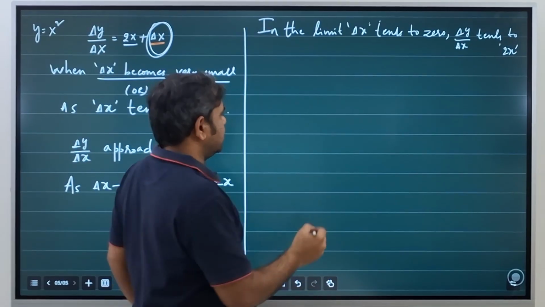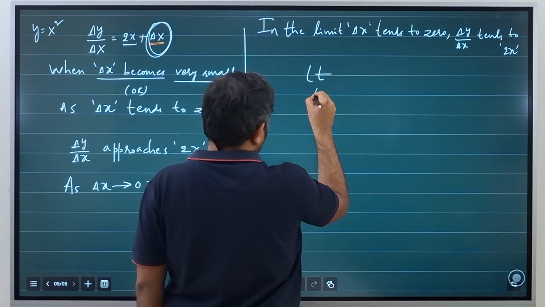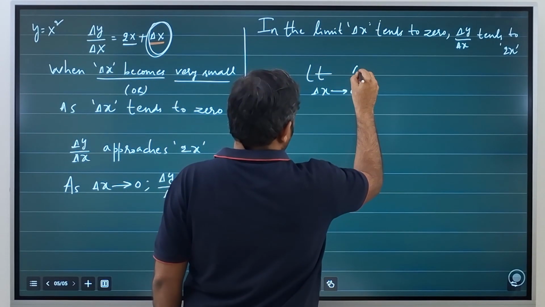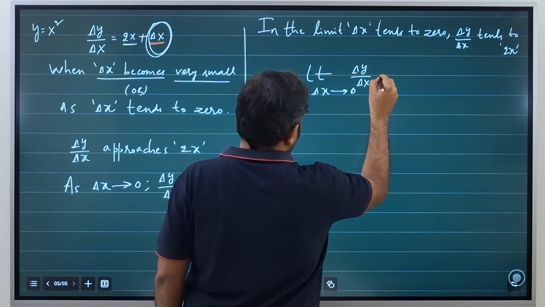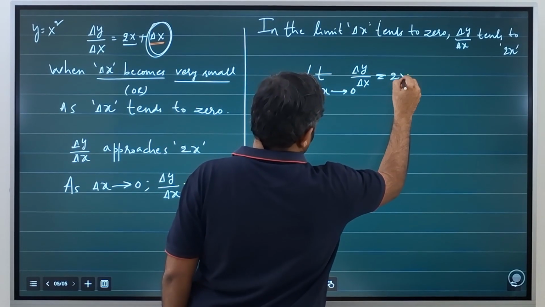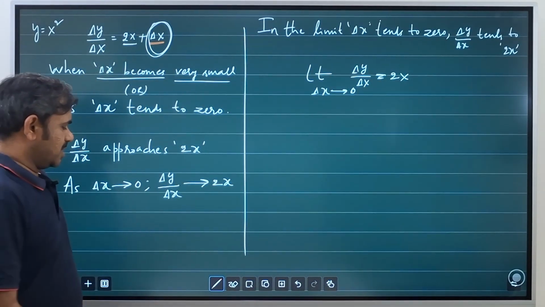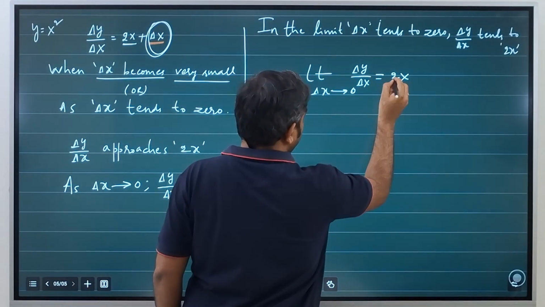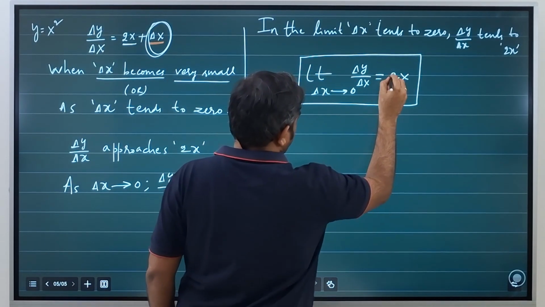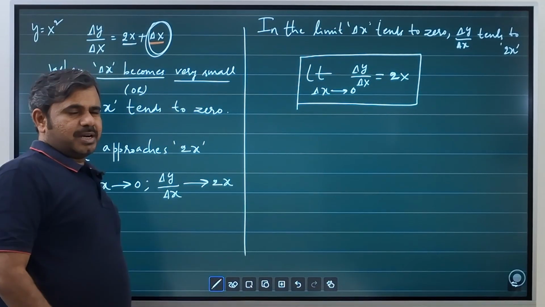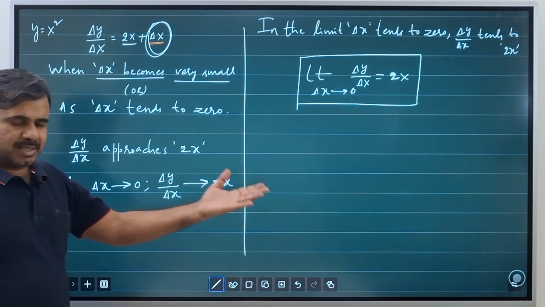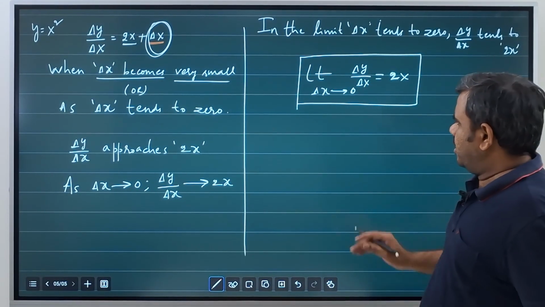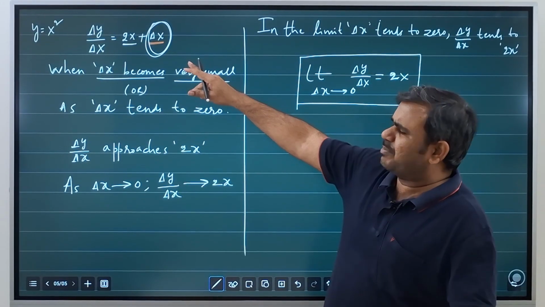Putting it mathematically, limit delta x tends to 0, delta y by delta x is equal to 2x. That's what it simply means. Okay, this is how we write it mathematically. In the limit delta x tends to 0, delta y by delta x approaches 2x. That's what it means. Okay, let us look at an example with some numbers for x.